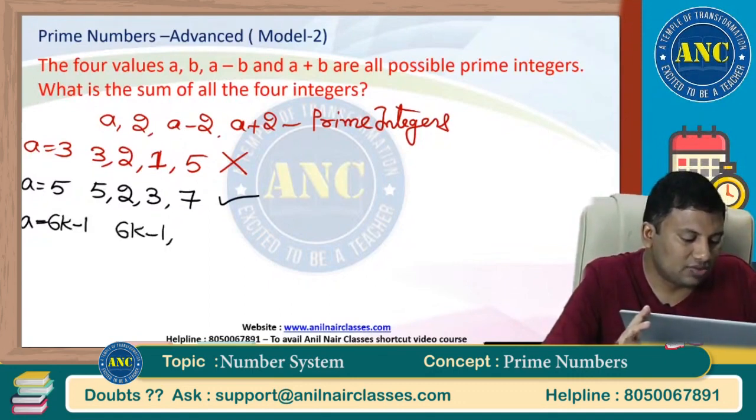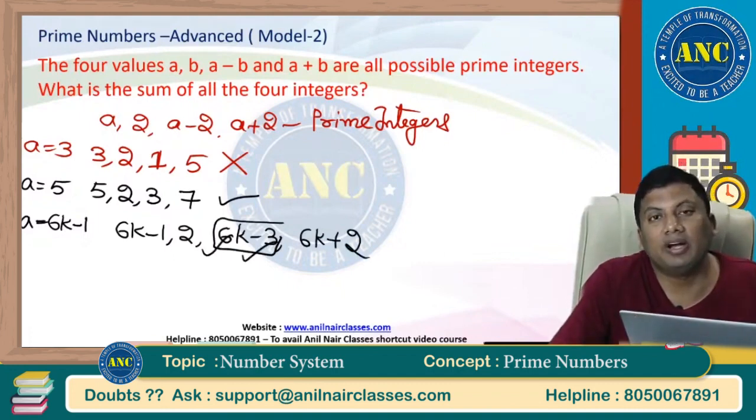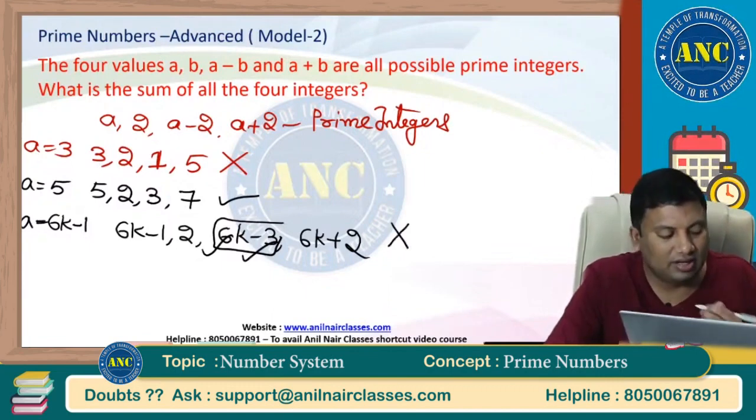6k minus 1, comma 2. 6k minus 1 minus 2. 6k minus 1 plus 2. 6k minus 3, divisible by 3. The answer will be divisible by 3. So, there is no number other than 3 which is divisible by 3.